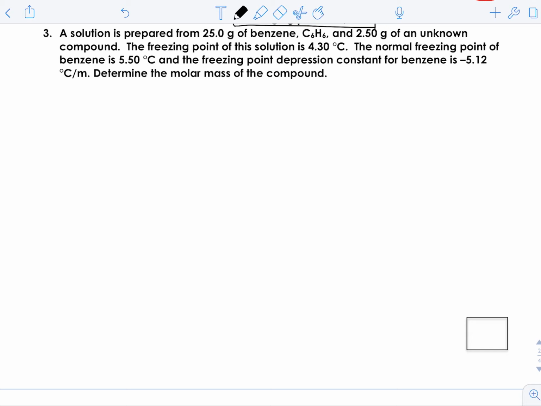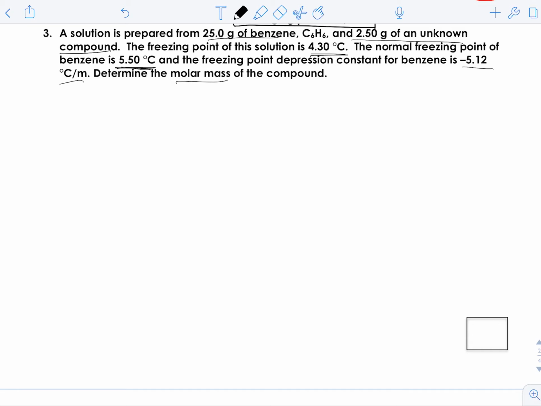Let's try this next question. A solution is prepared from 25 grams of benzene and 2.5 grams of an unknown compound. If we have a freezing point of 4.30, a normal benzene freezing point of 5.50, and a freezing point constant of 5.12 degrees Celsius over molality, we want to determine what our molar mass of our compound is.